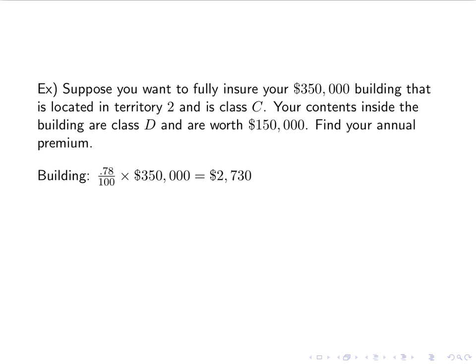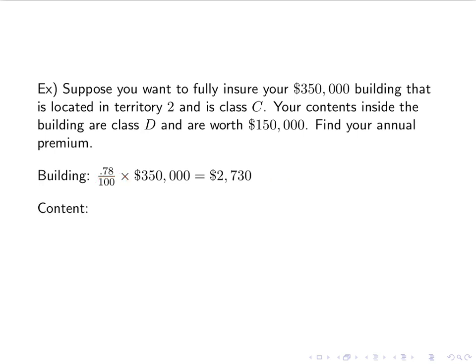One thing I want to make sure that you're doing is you are in fact dividing by 100. I have a lot of people who won't, and then their answers don't make any sense. If I didn't divide by 100, I'd have 2 more zeros here, and then I'd be paying $273,000 every year to insure a building that's worth only $350,000. So you have to make sure that your answer makes sense.